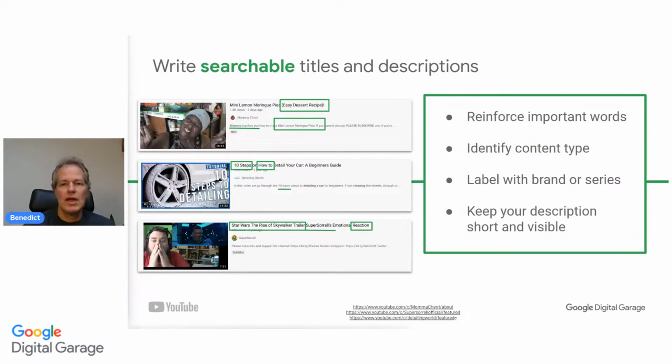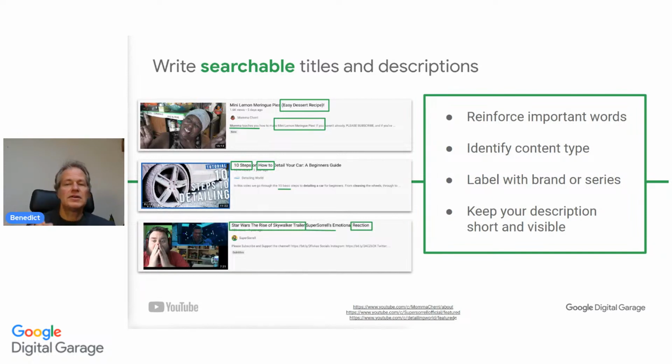Let's have a look at this. So, identify 1 to 2 main words to describe your video and feature them prominently, both in your description and title. Reinforce important words. Mini lemon meringue pies appears in this video's title and description, which increases the likelihood that YouTube could surface the video in search results. Give an overview of your video using natural language, not just a stream of keywords.